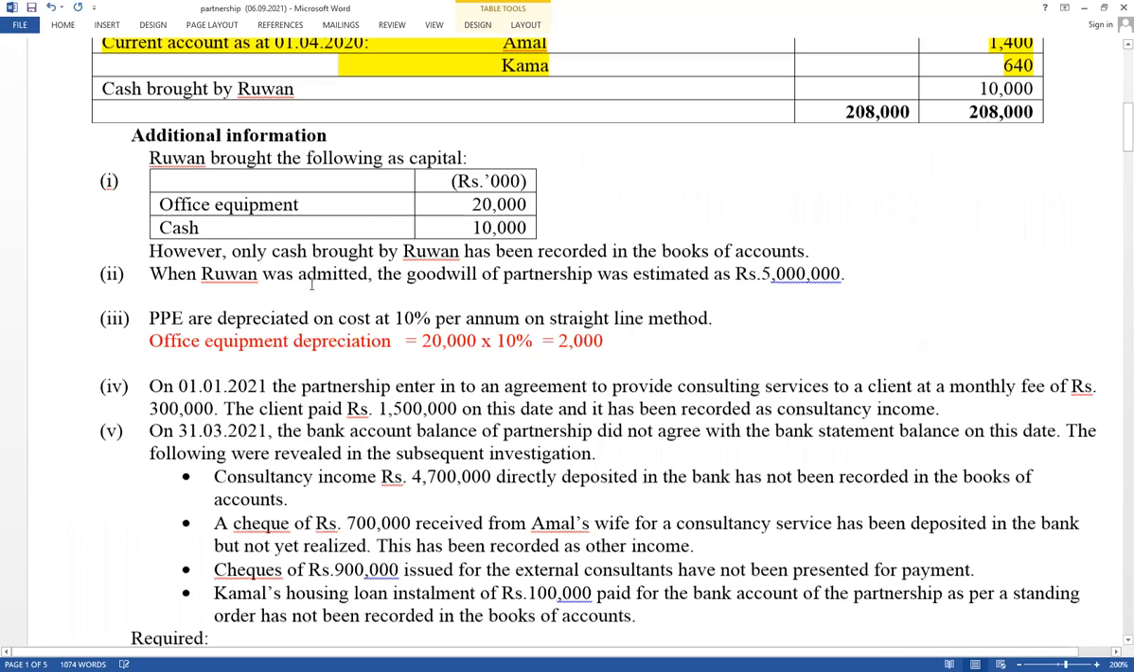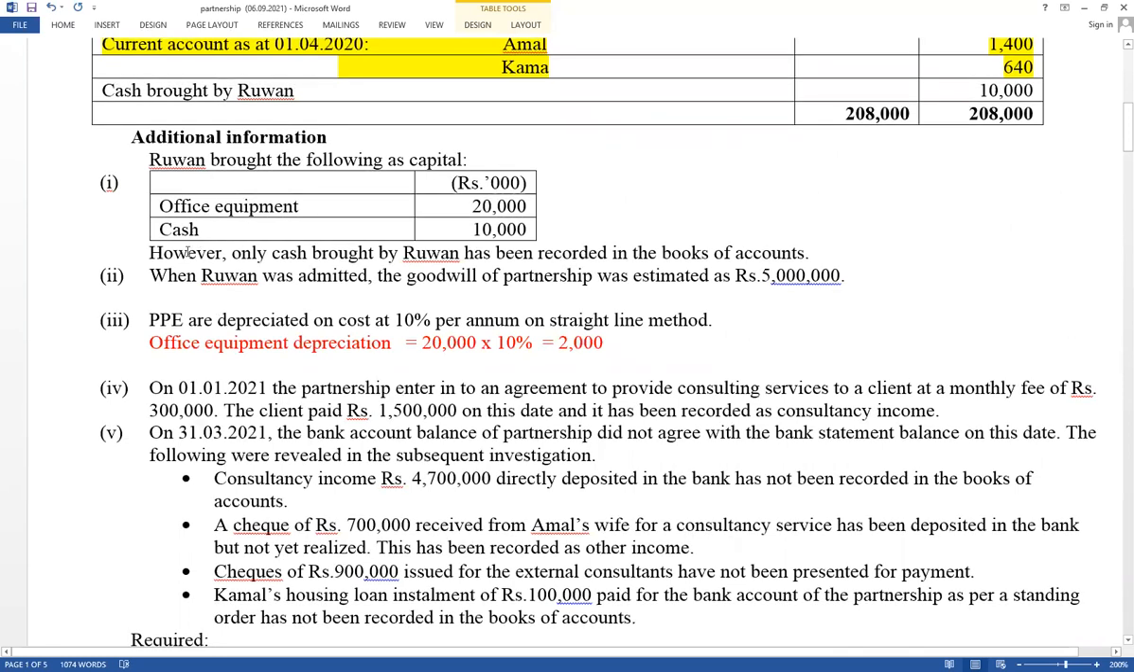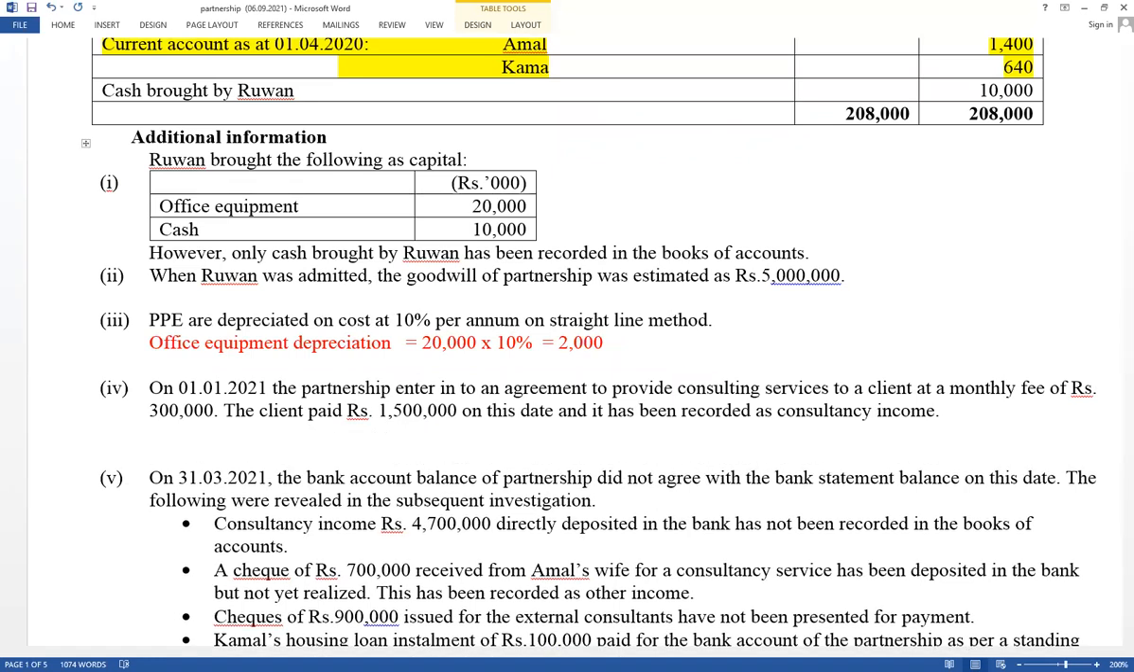First one, relevant for admission parts. Second one, goodwill of the partnerships, as well as it has given depreciation rate also. Now think about additional fourth one. Very, very important. You have to apply accrual concept also. Think about our accounting period also.